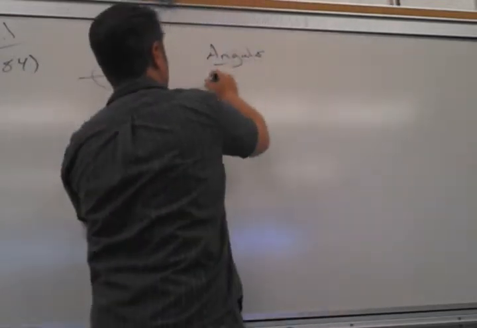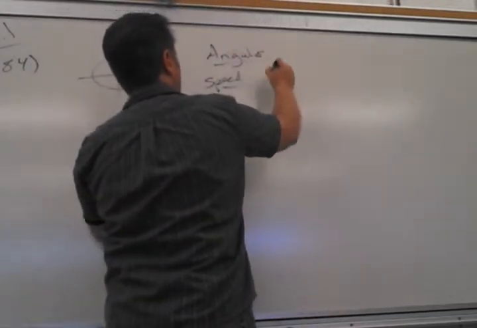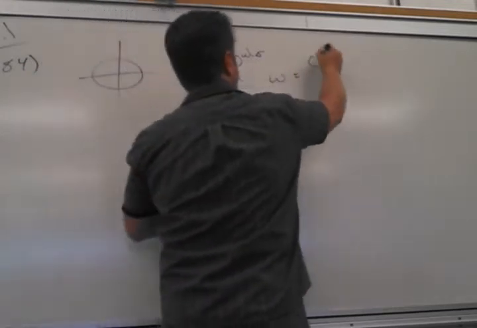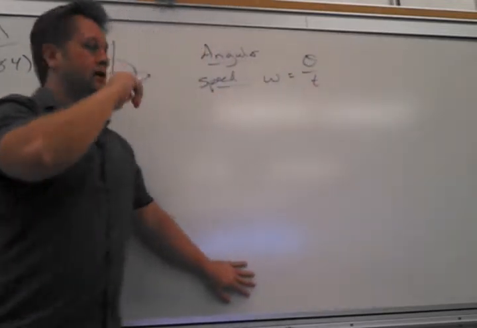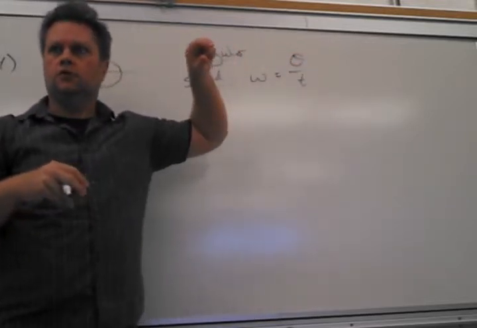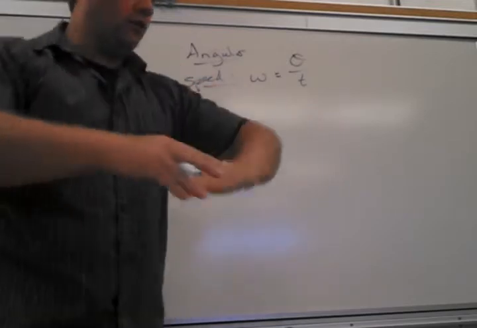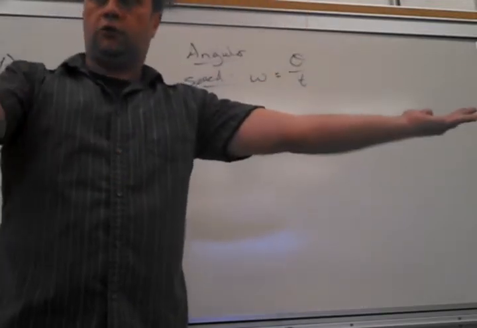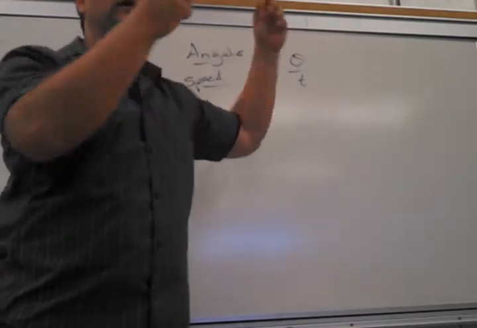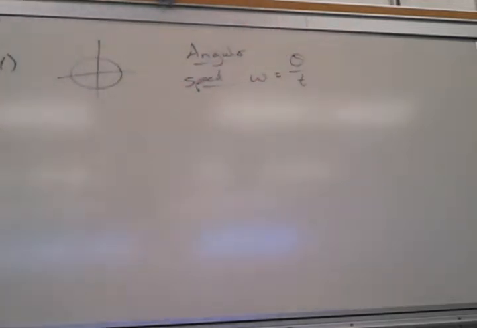Angular speed is given the symbol like that. Omega equals theta over time. So this is just like velocity equals distance over time. So if I go in a circle, I've gone through a certain number of degrees or radians in how much time. If I divide those two, that's my angular speed. Just like if I want to know linear speed, how far did I go divided by how long did it take me? That's speed. You with me? All right, good.